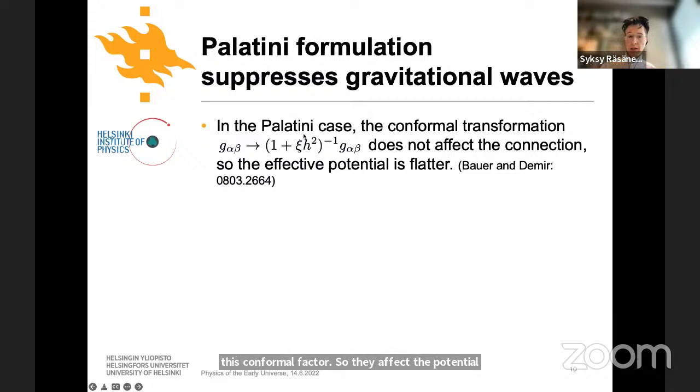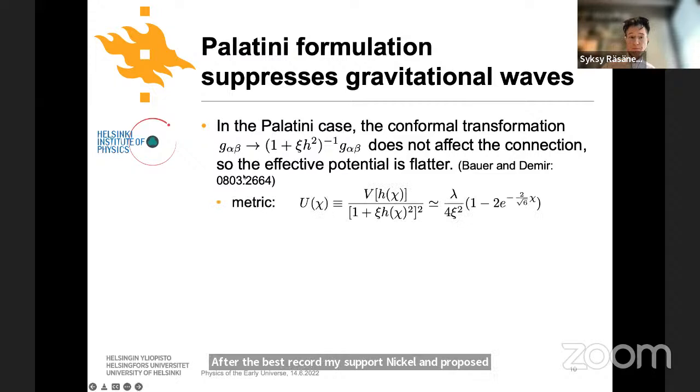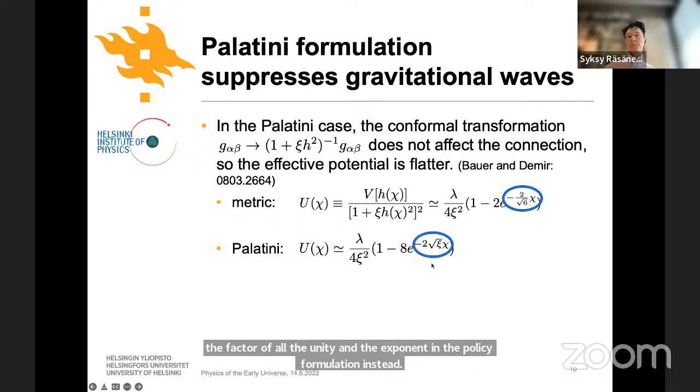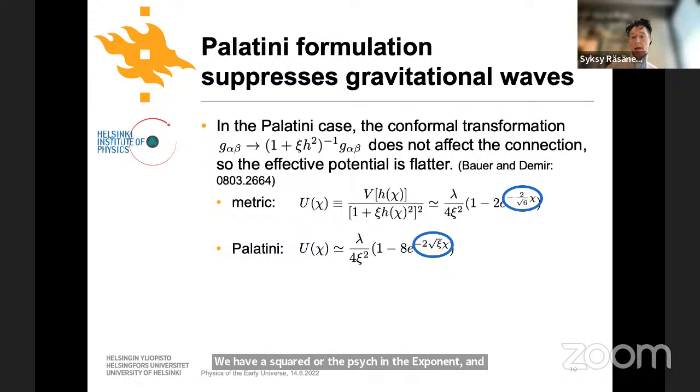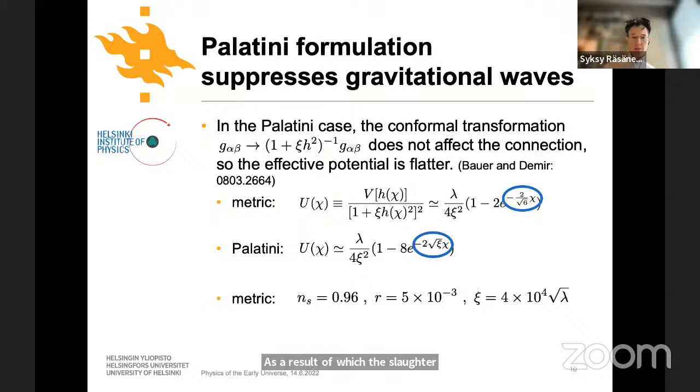And this was realized by Bauer and Demir very quickly after the Bezrukov-Shaposhnikov proposal of Higgs inflation in the metric formulation. So in the metric formulation, the potential, which we saw in the previous talk in the beginning, is exponentially suppressed with a factor of order unity in the exponent. And in the Palatini formulation, instead, we have square root of xi in the exponent. And in the Palatini formulation, xi can be of the order 10 to the minus 10. So you're exponentially flat. So you have e to minus 10 to the 5 chi. So the potential is very flat, as a result of which the slow-roll parameter epsilon is small, so the tensor to scalar ratio is small.